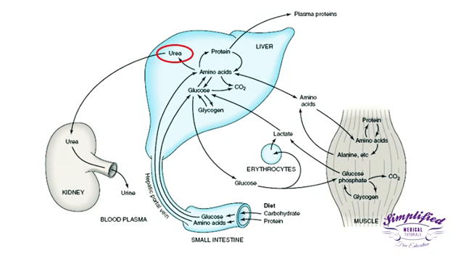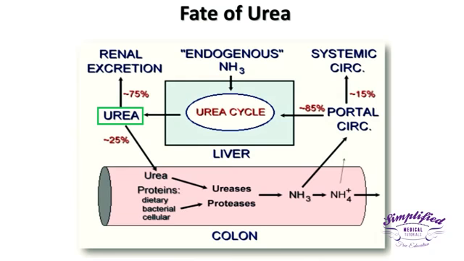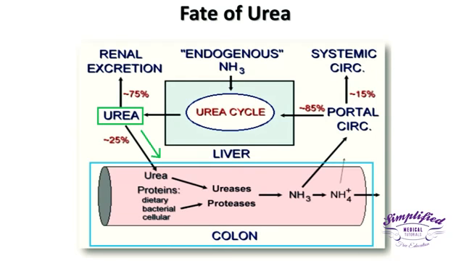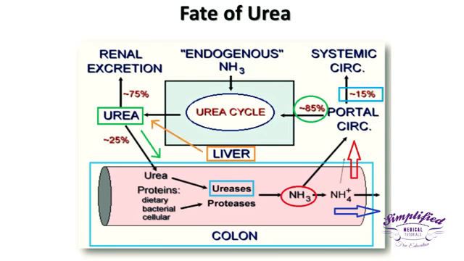Urea which is formed then passes into the blood and is transported to the kidneys where it is filtered and excreted in the urine. A portion of the urea diffuses from the blood into the intestine. Here it is decomposed by intestinal bacterial urease to carbon dioxide and ammonia. This ammonia is partly lost in the feces and is partly reabsorbed into the blood. Through the portal circulation, the majority returns to the liver where it is detoxified back to urea, while a small portion of ammonia goes back into the systemic circulation.